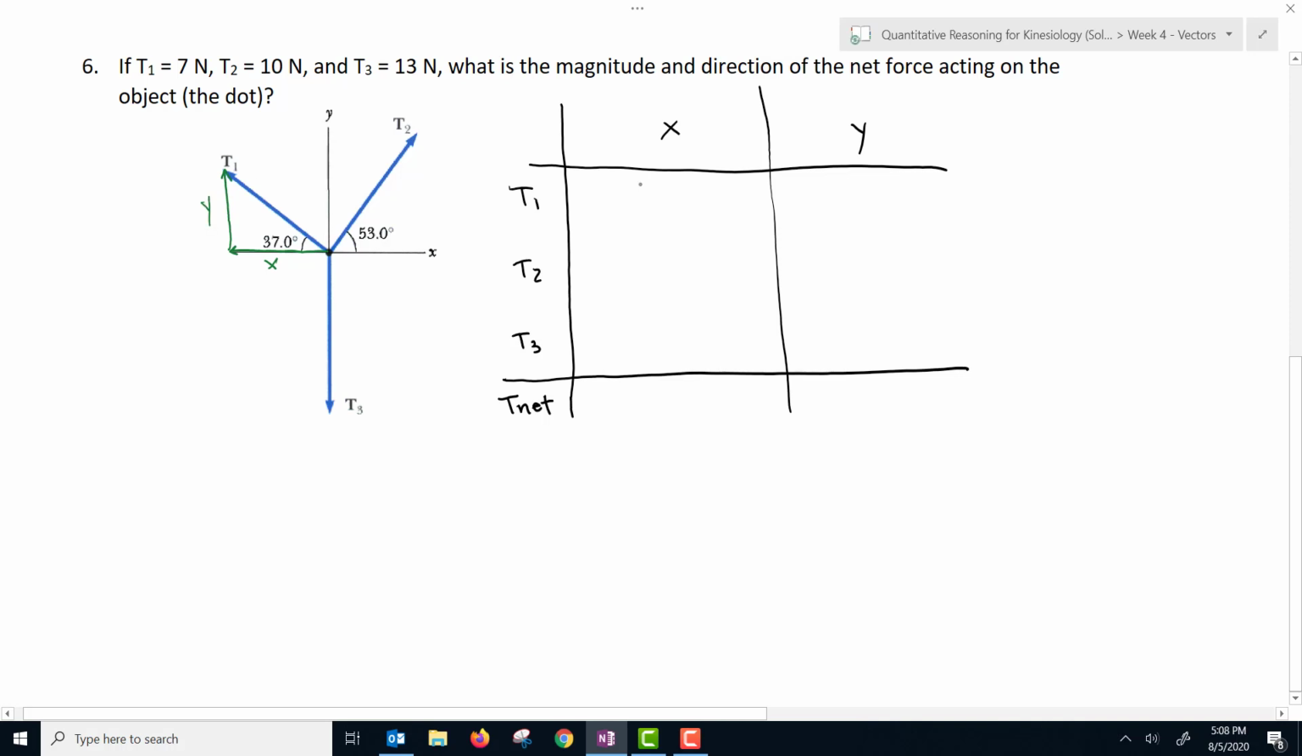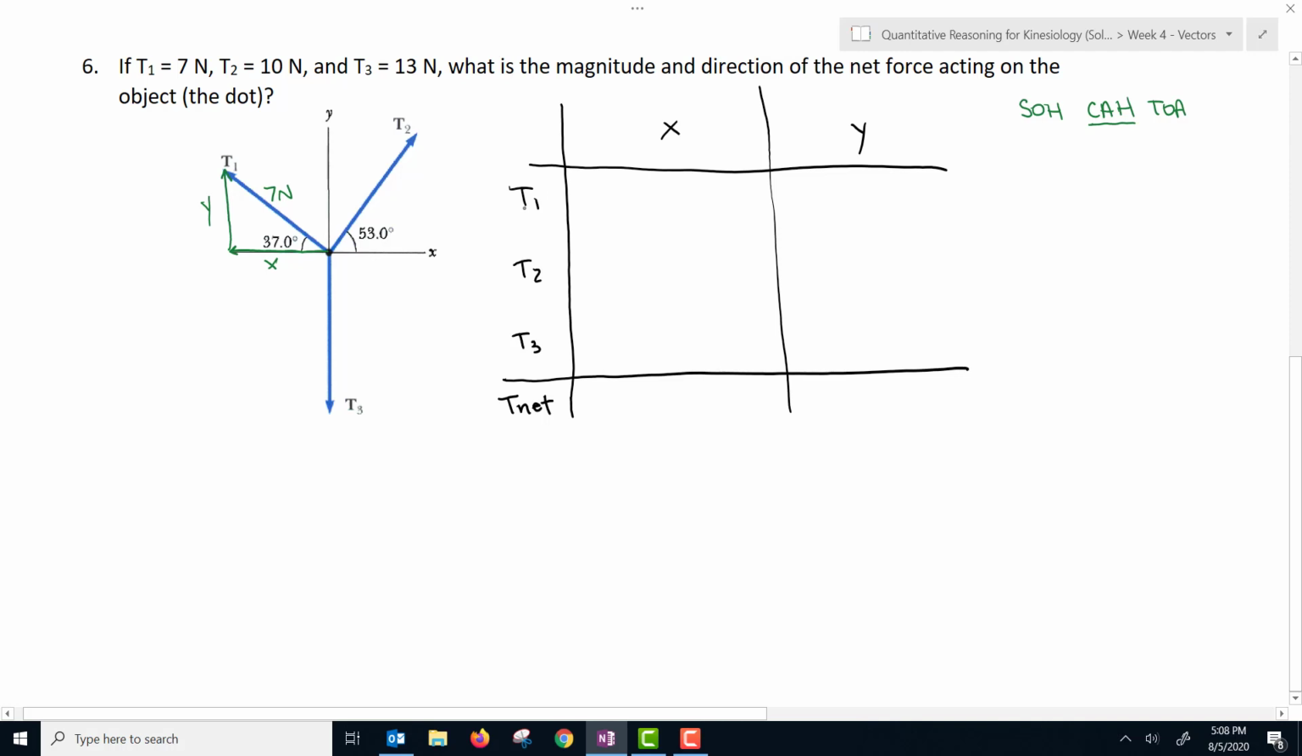So we'll start by filling out our table for T1. We're going to start by finding x. Now is x the opposite side or the adjacent side? It's touching the 37-degree angle, so it's the adjacent side. Since it's adjacent, are we going to use sine or cos? I'm just going to write out SOH CAH TOA. Okay, we know the hypotenuse. It tells us in the question T1 is 7 newtons. That's the hypotenuse. So we know the hypotenuse and we're looking for the adjacent. That means we should be using cos.